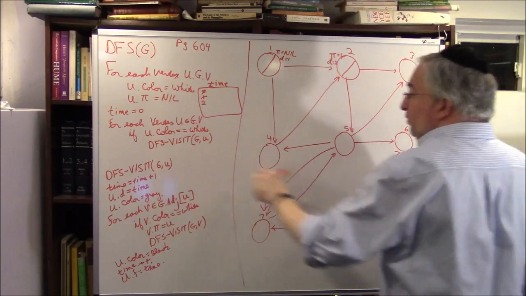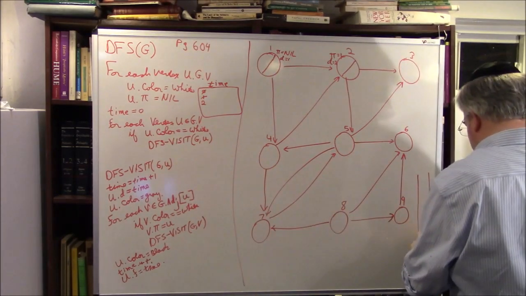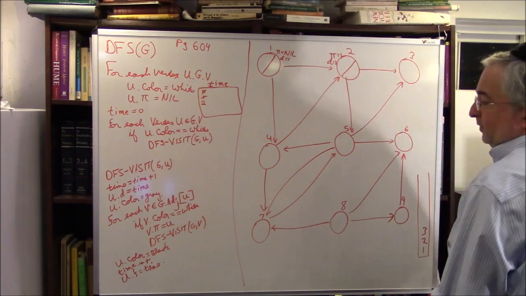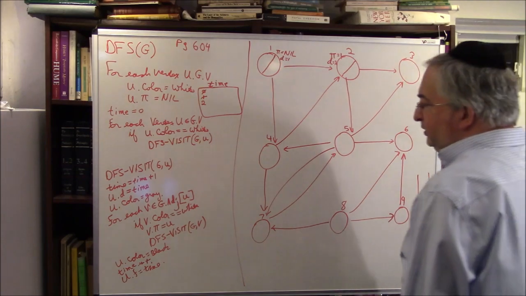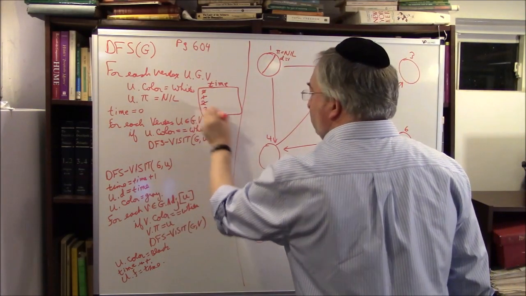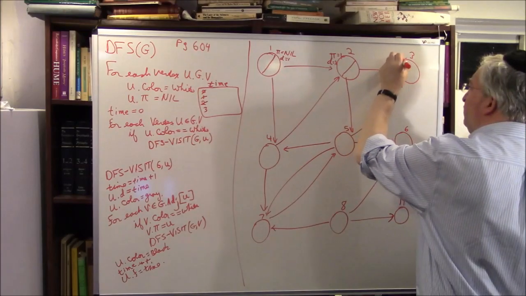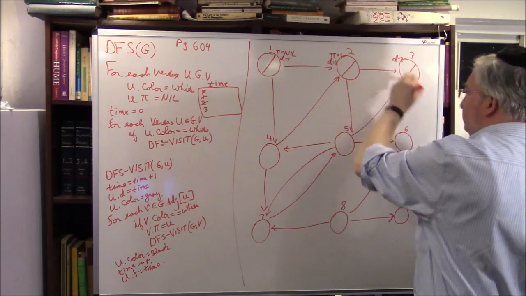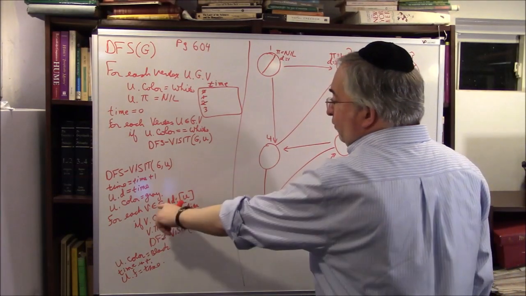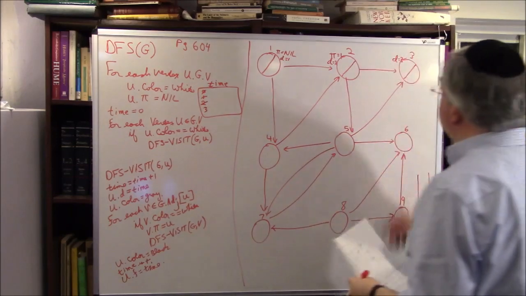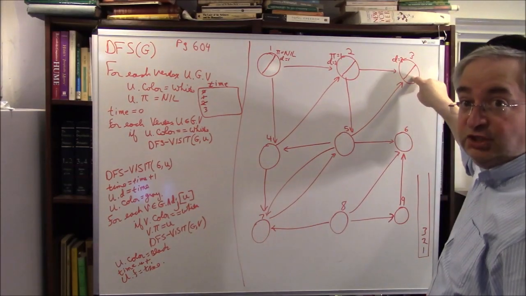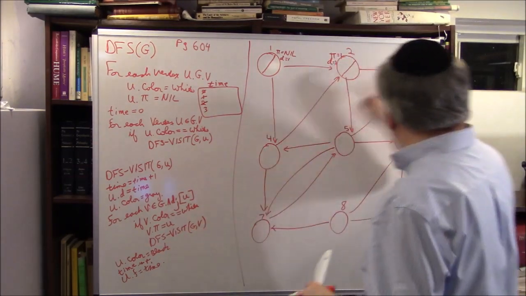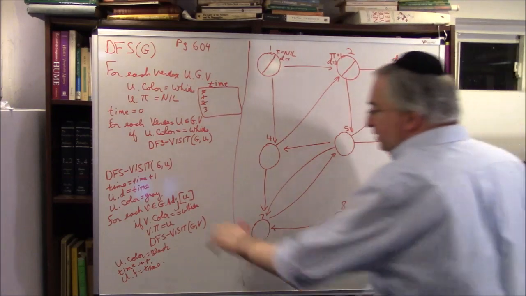Very good. So now we're visiting 3. I'm sorry, we put in 2 over there, and now we're visiting 3. Time is equal to time plus 1. That's a 3. U dot discovery time is equal to 3. That makes sense. Color is gray. For each child of v, we're looking at 3. 3 has no children, so we skip this whole thing, and there's nothing coming out of here.